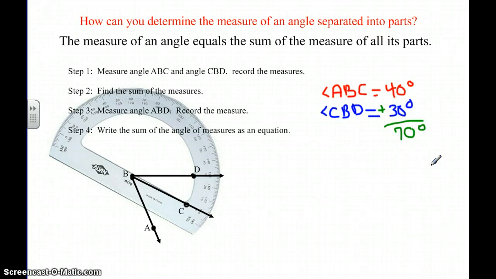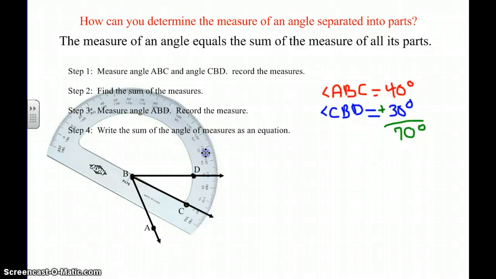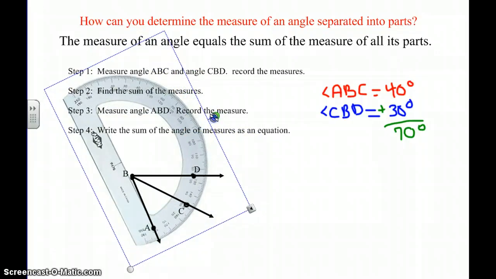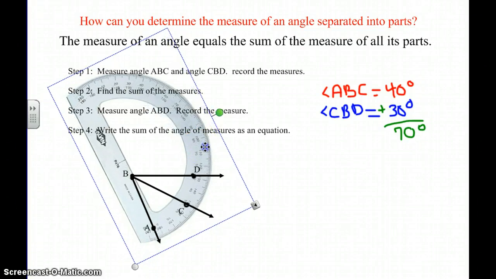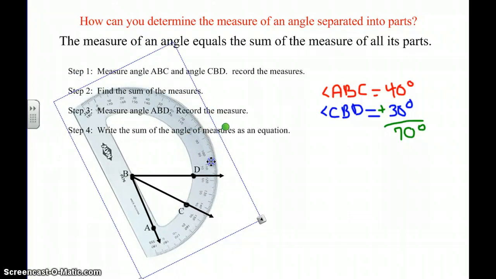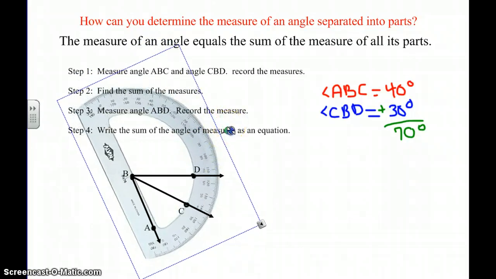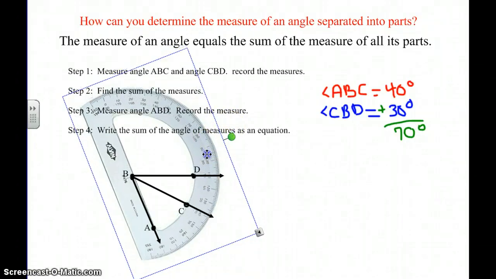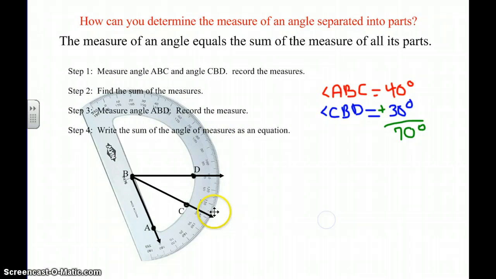Alright. So now, can we check this answer? Yes, we can. We can line up our protractor. We can line up ray BA with our 0 point. Okay, and if we notice ABD, ray BD is going straight through 70 degrees. So yes, we do have the correct answer.